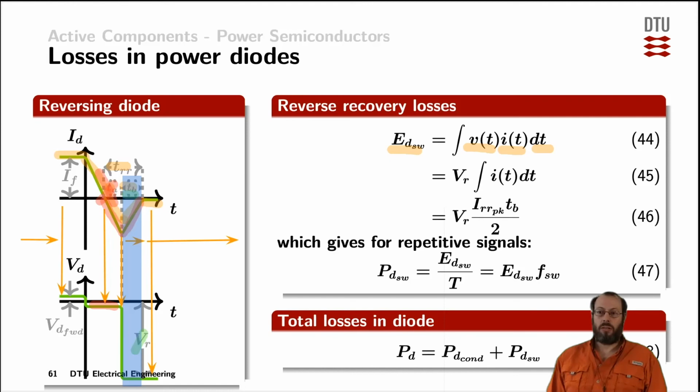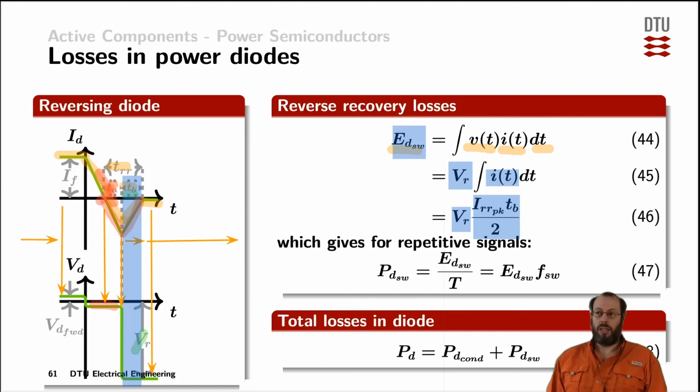The voltage across the diode is VR, and the only time-dependent part left is the current, which stays inside the integral in this time. Furthermore, we can simplify that integral into a triangle. The area underneath that triangle is equivalent to the reverse recovery charge that we looked up in the datasheet earlier, and multiplying that charge with the voltage across the diode finally gives us the energy during the switching event of the diode.